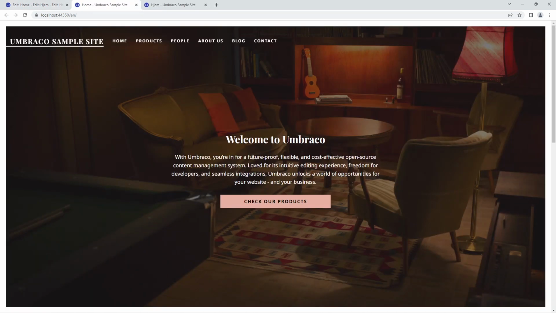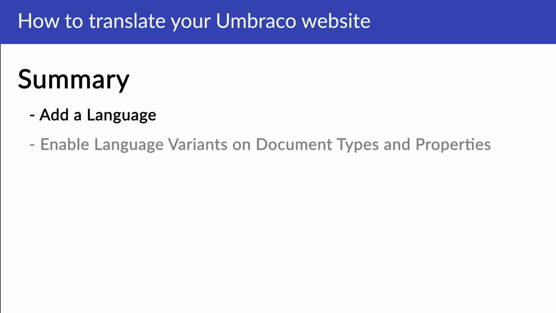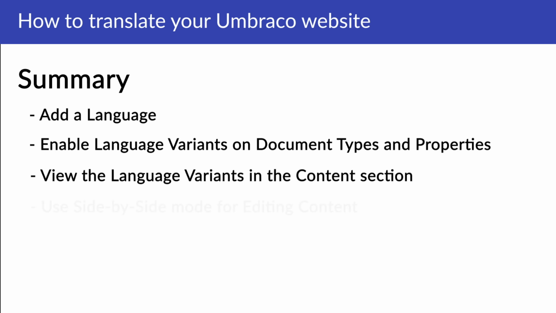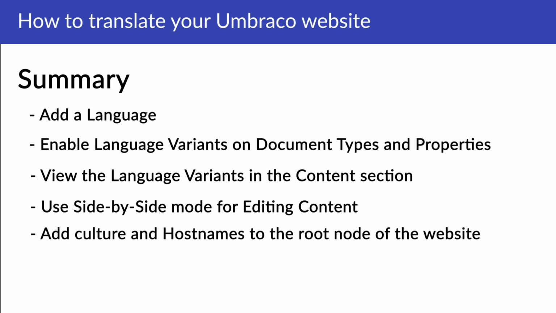So, what did we learn in this video? In this video, we took a look at how to add a language, enable language variants on document types and properties, view the language variants in the content section, use side-by-side mode for editing the content, and add culture and host names to the root node of the website.